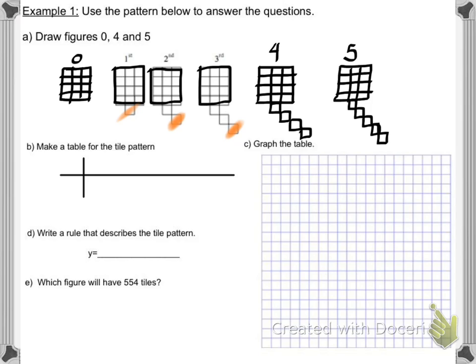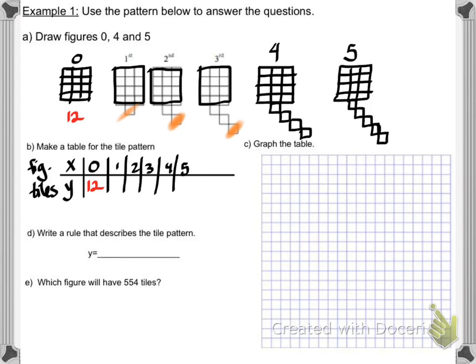Now for question B, make a table for the tile pattern. Here's what you need to remember about the table. The table is always X and Y, and X in these figures, in these patterns, is the figure number. Y is the tiles. So for instance, we have figures 0, 1, 2, 3, 4, and 5 drawn. We got to count the number of tiles in order to find the Y value.